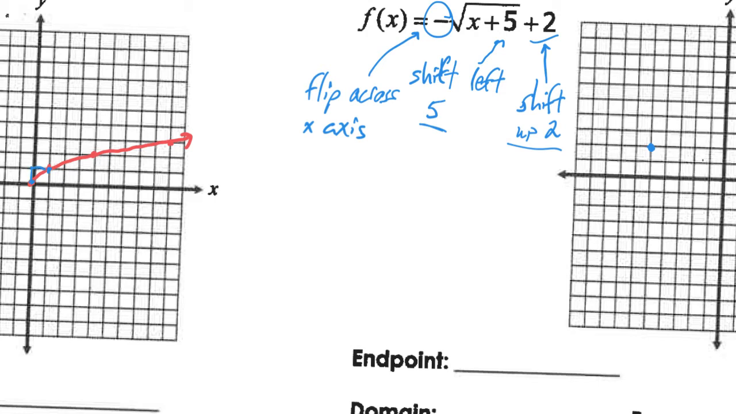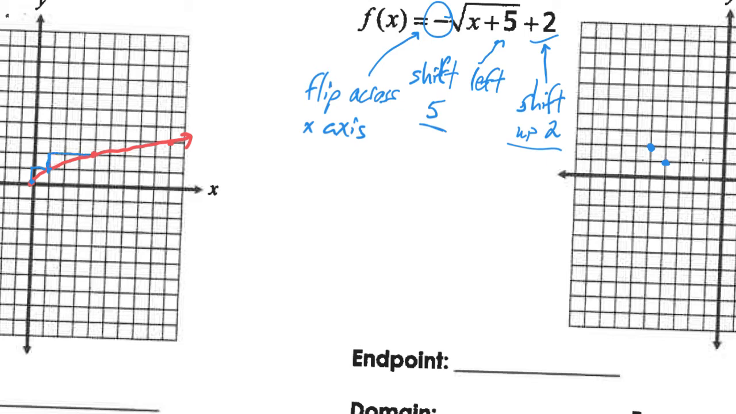So from our endpoint, we're not going to go up because it's getting flipped upside down. Right? It's flipped across the x-axis. So instead of going up, we're going to go down, but we're still going to go over 1. So we got our endpoint, we got our next point. Then to get to the next point, I'm back at the parent function.